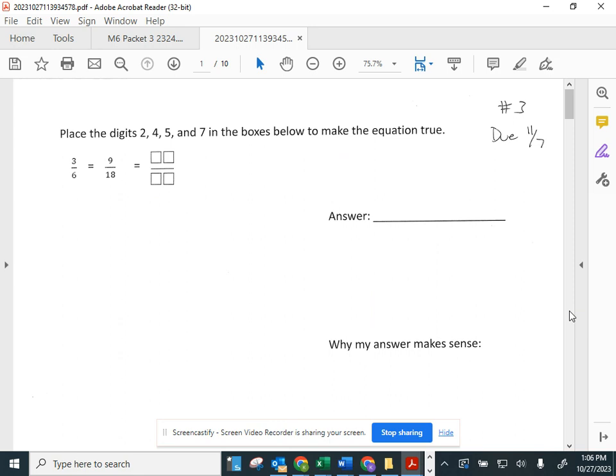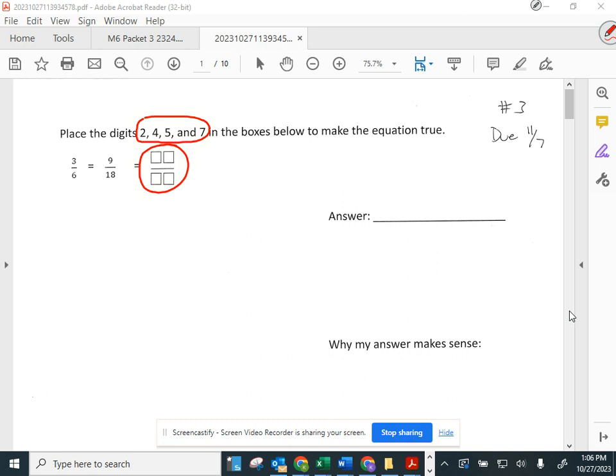On our first page, we have 4 digits that we need to place into our 4 boxes to make these equivalent fractions true. 3/6 equals 9/18 equals what fraction? Needs to be equivalent. So you only have those 4 numbers to place in those boxes.